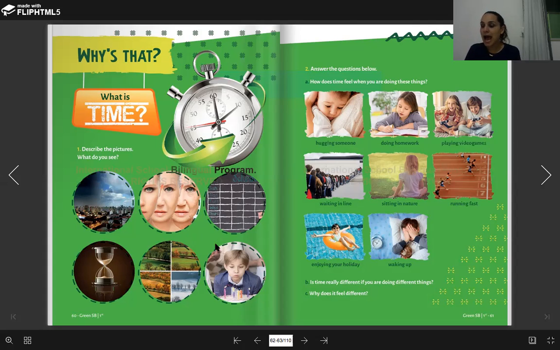But how does time feel if you sleep for only 2 hours at night? For example, you only have to choose, let me explain better. You have to sleep only for 2 hours at night. How does time feel? Como é que o tempo passa? Fast or slow?